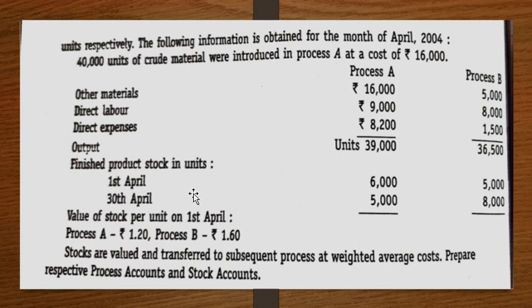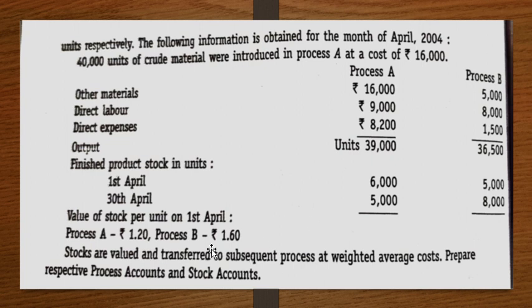So your opening stock is on 1st April. How much is it? 6,000 for process A and for process B it is 5,000. So they have given the value for process A as rupees 1.20, and for process B it is rupees 1.60. But they have not given it for the closing stock, so we will be calculating that also here.